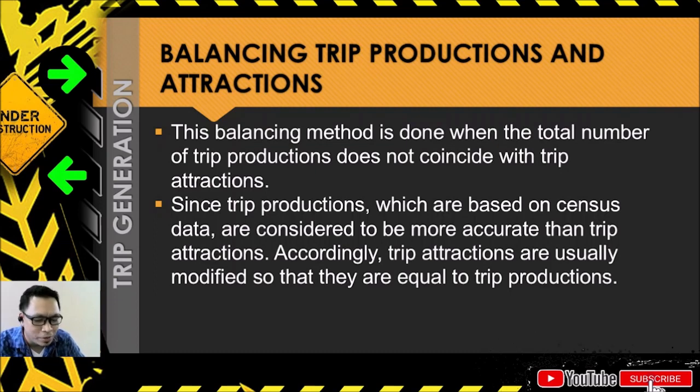unpredictable sometimes, no. For example, sometimes it is not planned, like you are coming from home to work, and when you arrive at work you decide, let's walk to Jollibee or the places outside. Okay, so those unpredictable trips are no longer part of our analysis, no. So therefore, since trip productions are more reliable when it comes to the number of trips compared to the trip attractions, that is why we need to balance them. So accordingly, trip attractions are usually modified so that they are equal to trip productions.